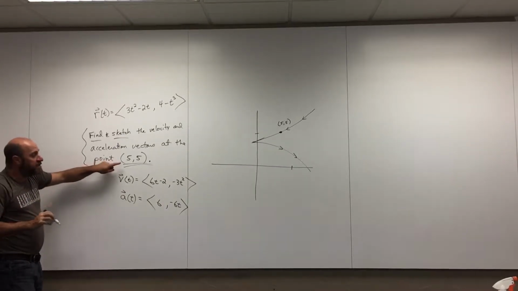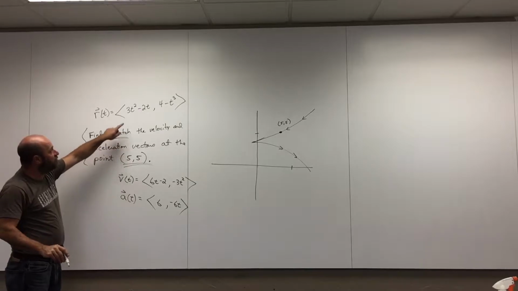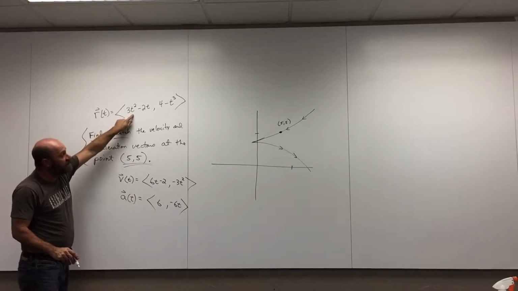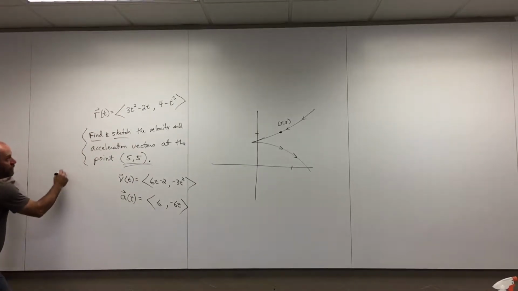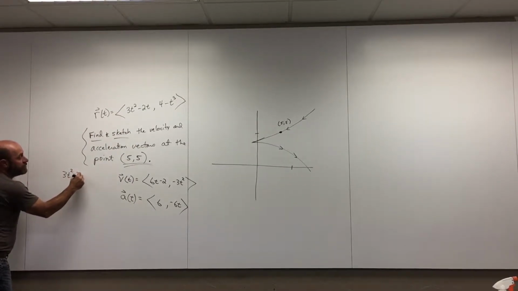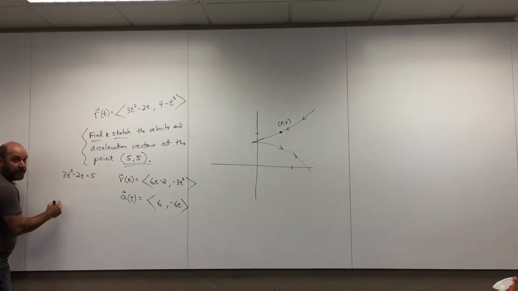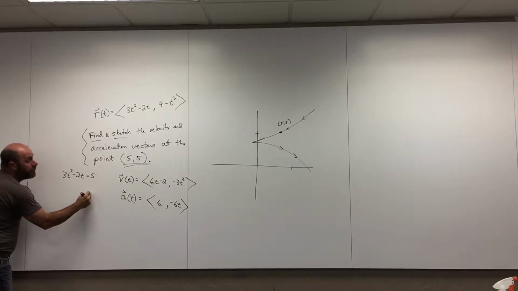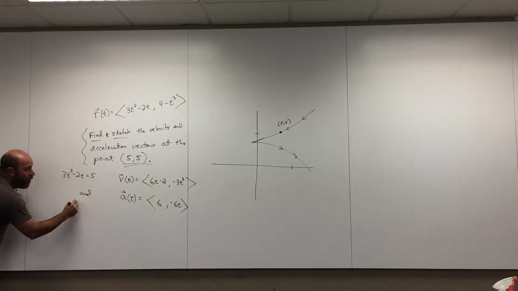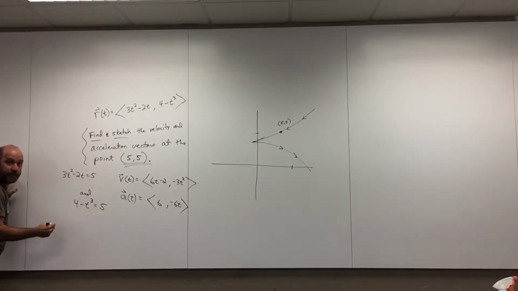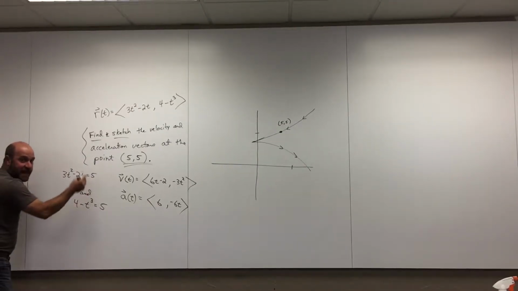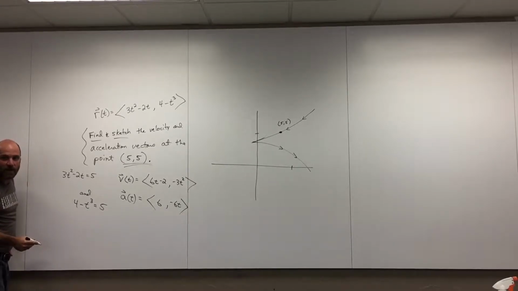Which probably means go back to the position function, and what you want is this x position, 3t squared minus 2t, you want it to equal 5. And perhaps you need to solve for t, great. But you also want the y position, 4 minus t cubed, to equal 5, right? Because they just happen to be the same x and y value.